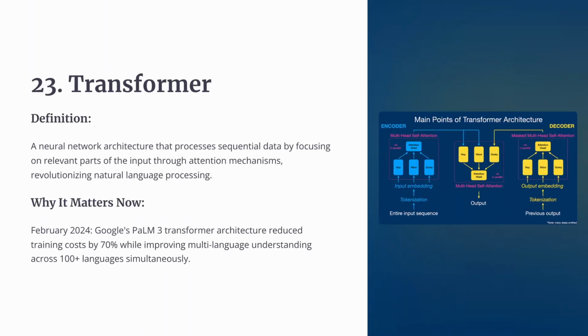A transformer is a neural network architecture that processes sequential data by focusing on relevant parts of the input through attention mechanisms, revolutionizing natural language processing. Think of a transformer like a super smart reader who can instantly connect related ideas even if they're pages apart. It's the breakthrough that powers most modern AI systems. Google's Palm 3 shows just how powerful this is. It can understand and connect ideas across hundreds of languages, like having a universal translator from science fiction.